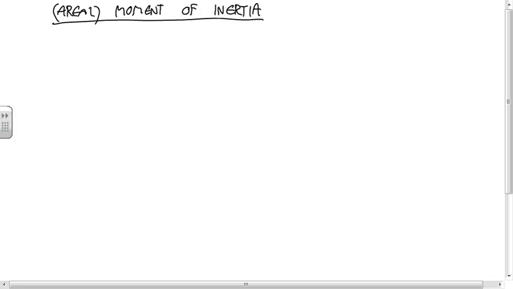I thought areal. Yes, areal. So it's the moment with respect to the area, whereas the moment of inertia that you use in dynamics is integrated with respect to the mass. So that's a mass moment of inertia. That makes sense.